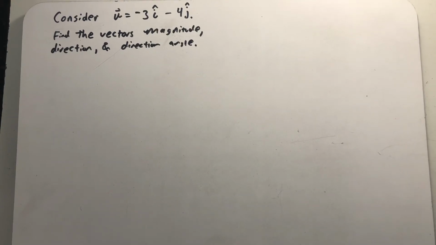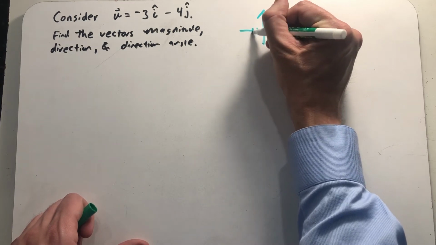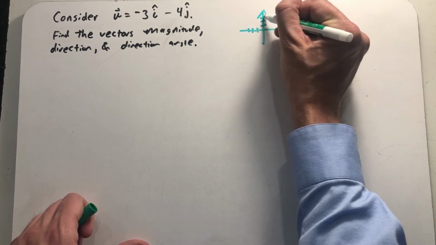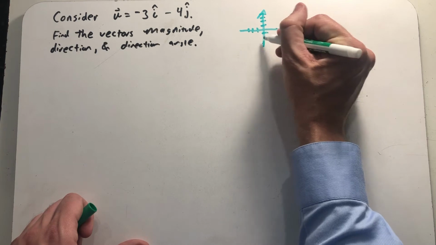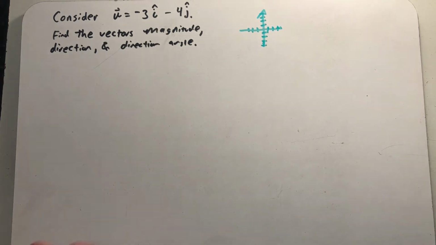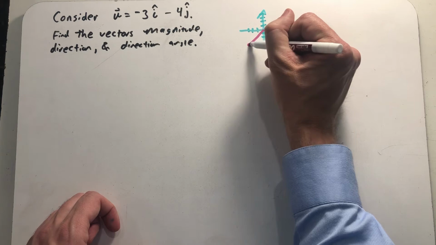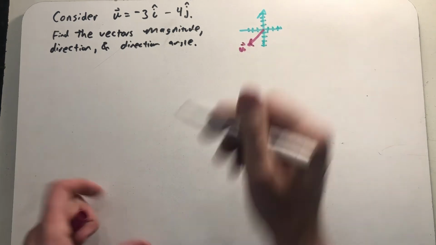We've been given a vector and asked to find its magnitude, direction, and direction angle. And I'm actually going to start by giving myself a little sketch of this vector. All right, so I have the vector minus 3i minus 4j. So I'm dealing with this vector, and there's my vector u.